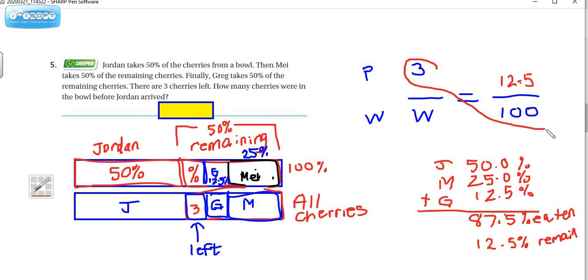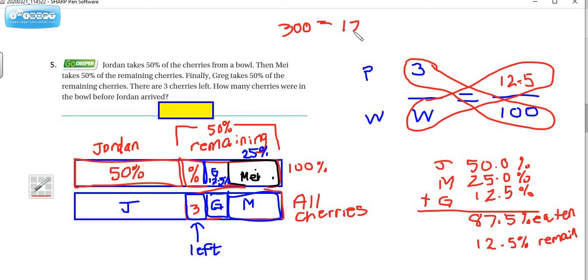So this cross product would be 300. I'm just going to write that. I don't even really have room. I don't even know if you're going to see this when I end up posting it. So we have this cross product is 300, and the other cross product would be 12.5 W. And what's the opposite of multiplying a variable by 12.5? Well, it's divide by 12.5.